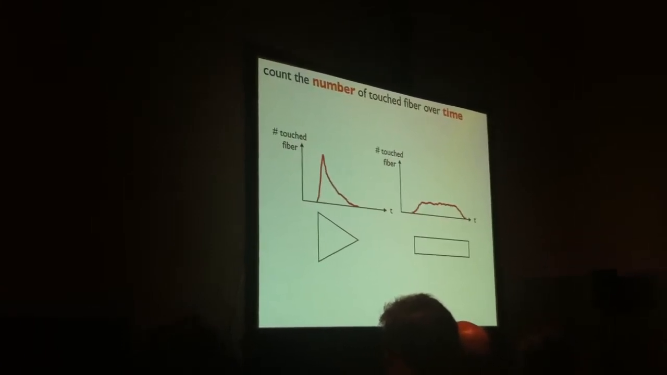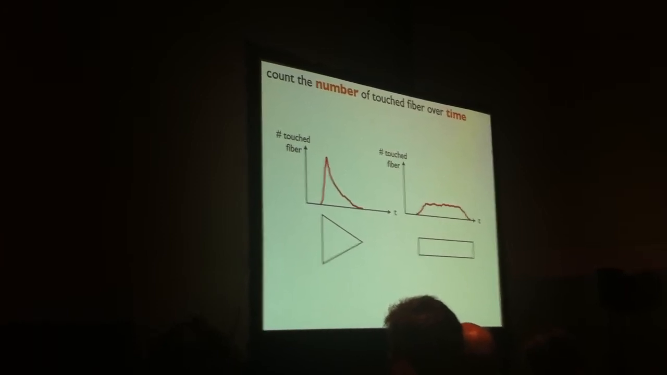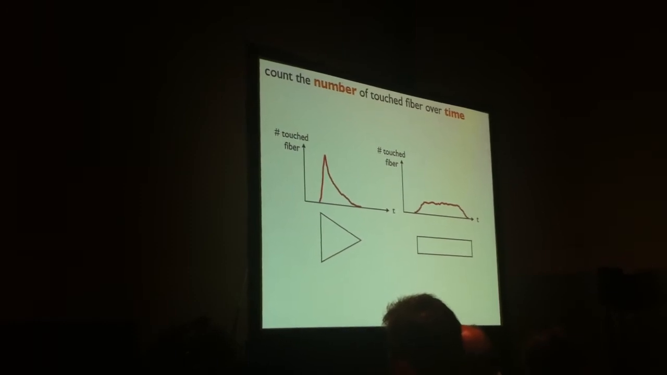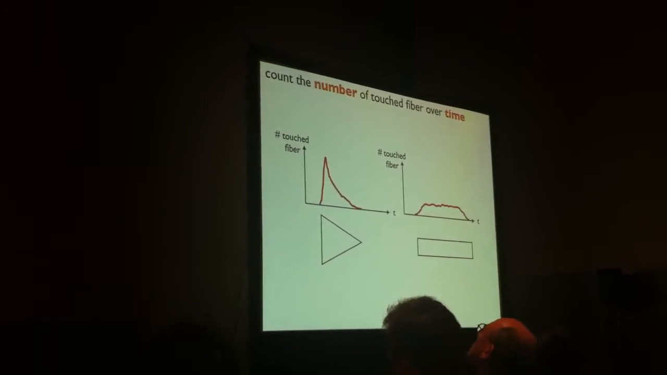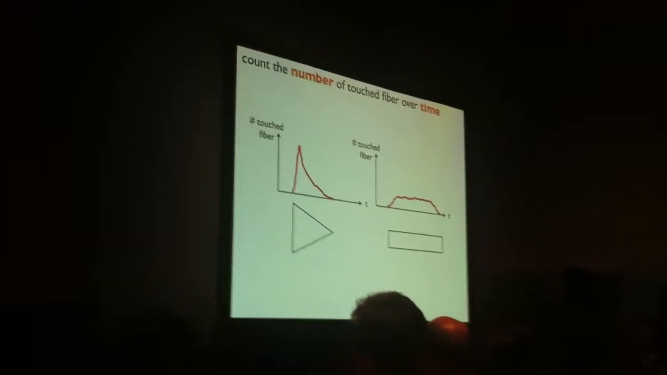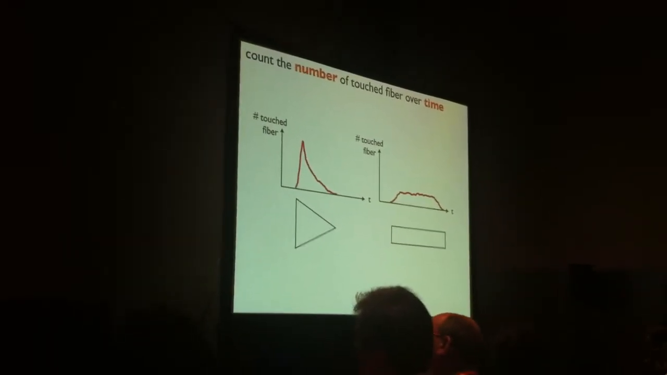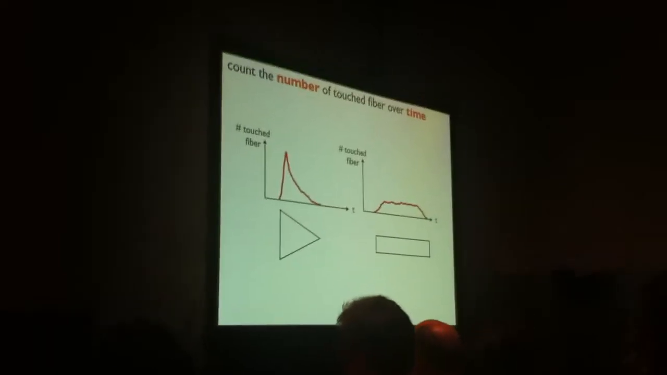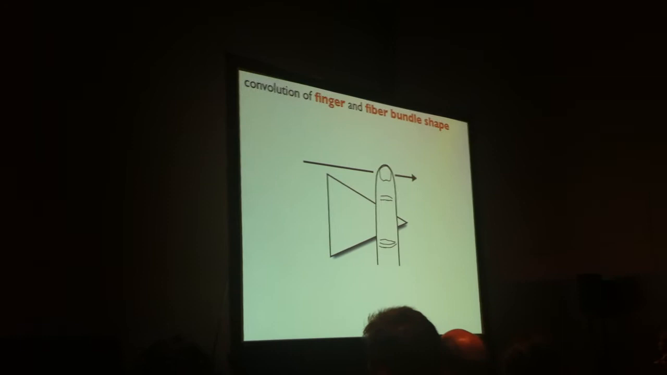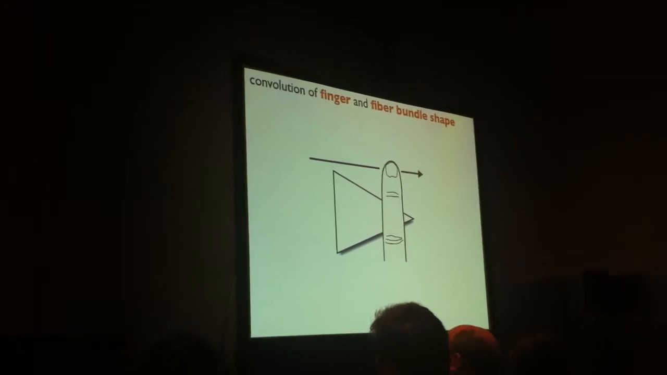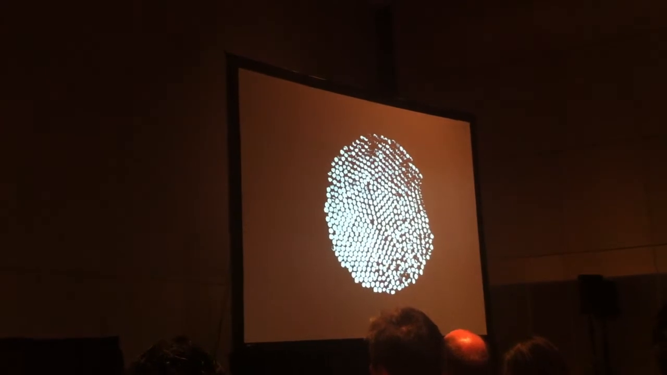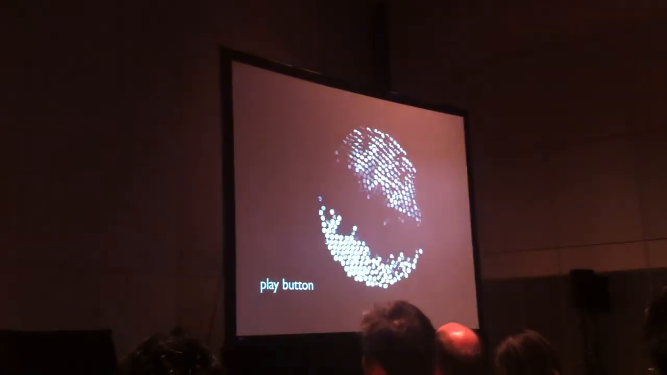And basically, plotting this number over time forms a pattern, which you see here. For the play button, we see a peak at the beginning, and then a decrease in the number of touched fibers over time. For the slider, we have just a constant small number of touched fibers at all times. Basically, it's just the convolution of the finger and the fiber bundle shape. So the first one was the slider, and the second one was the play button.